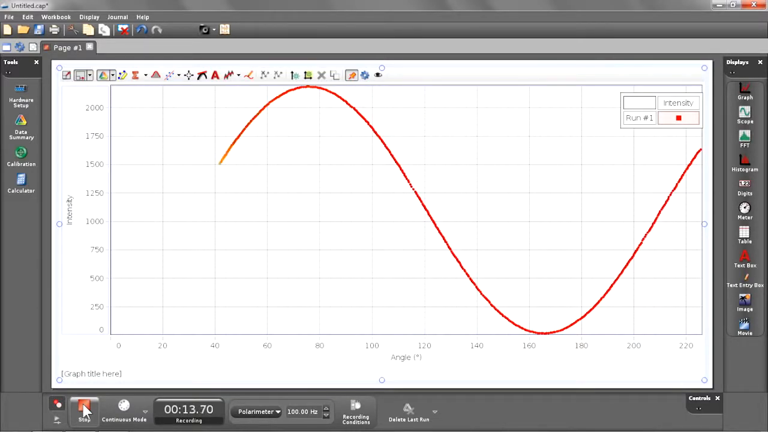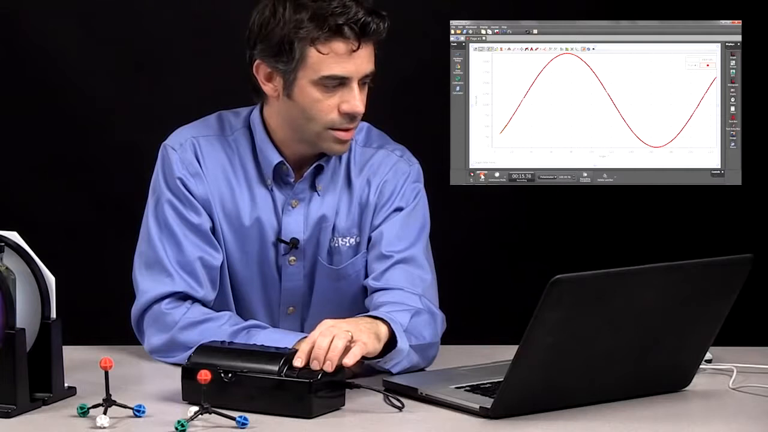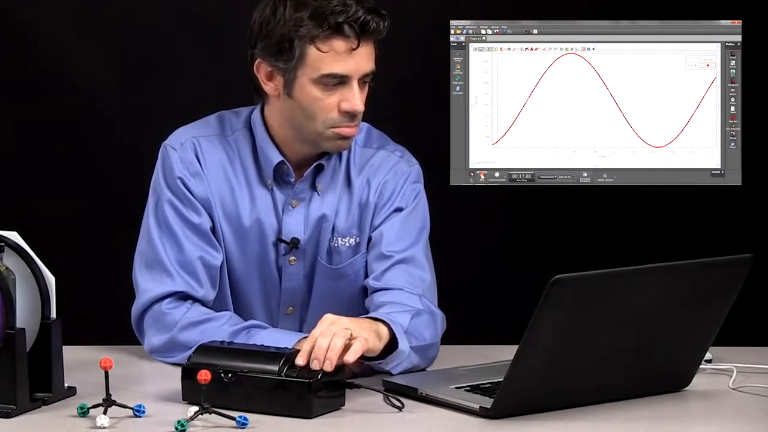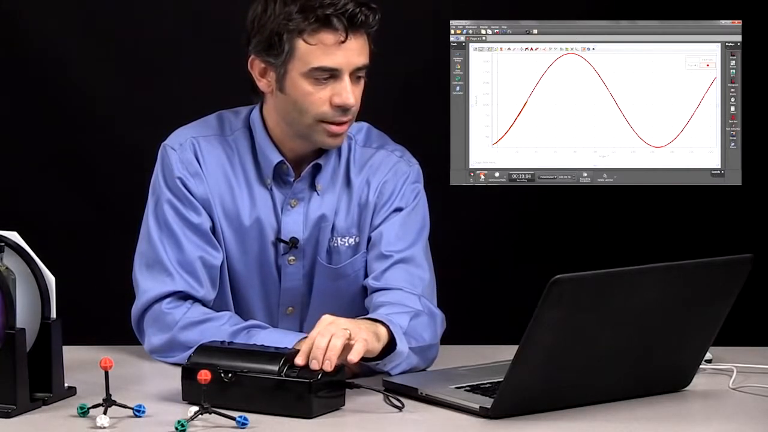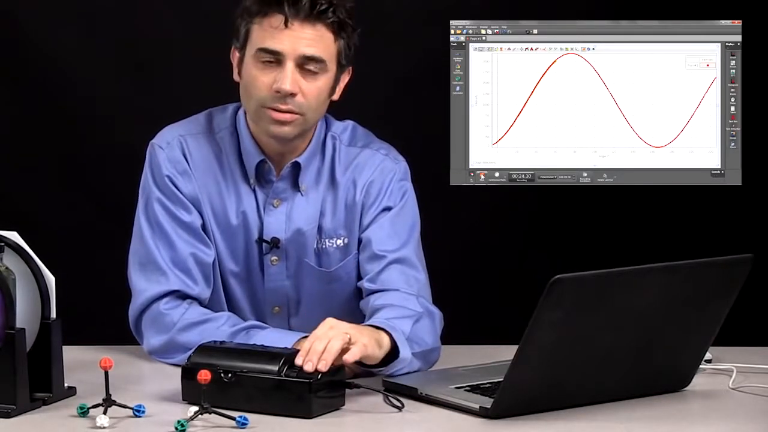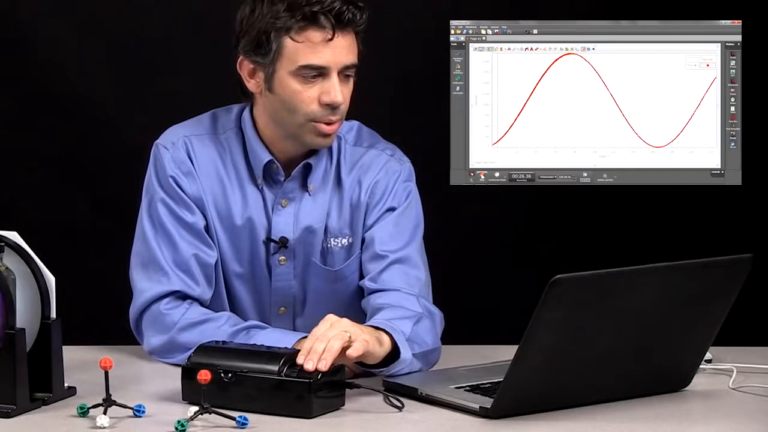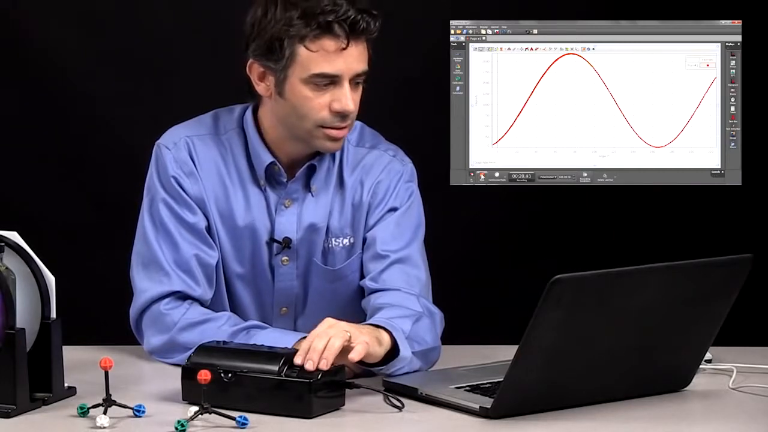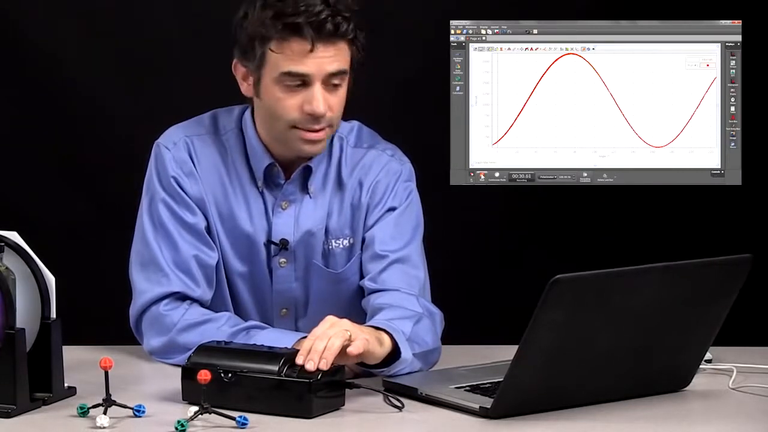There we go, a nice plot. And what I'm going to do is go from 0 to 360 degrees a couple of times, just rotating around, to make sure I have lots of good data to get a good fit on so that I can really pinpoint that exact highest intensity, the angle at the highest intensity.